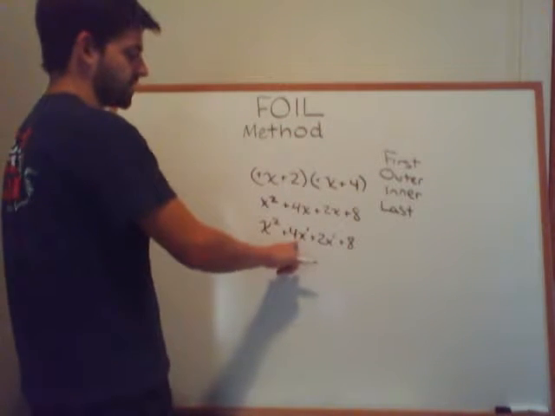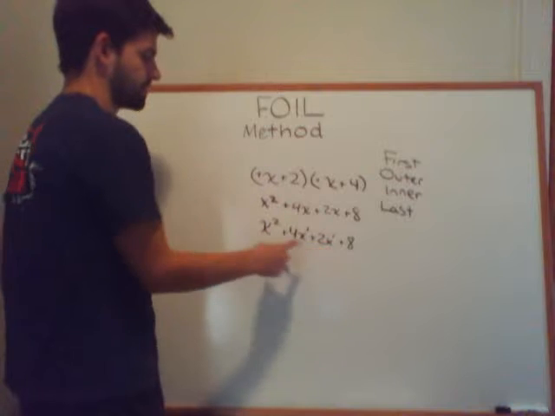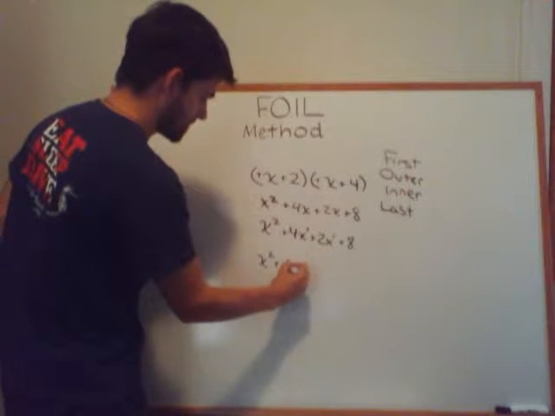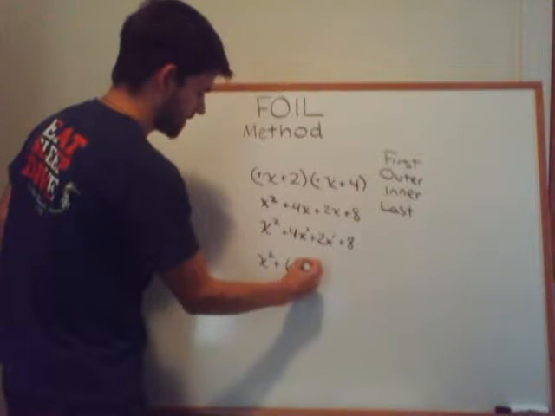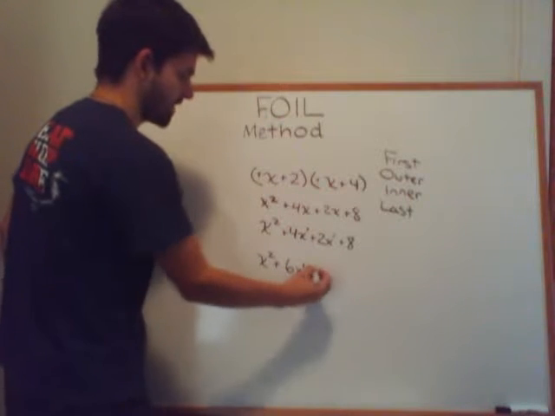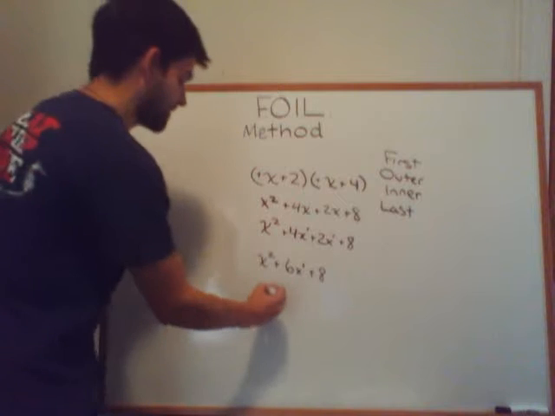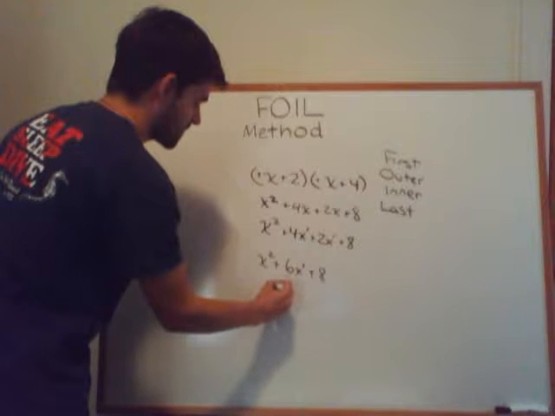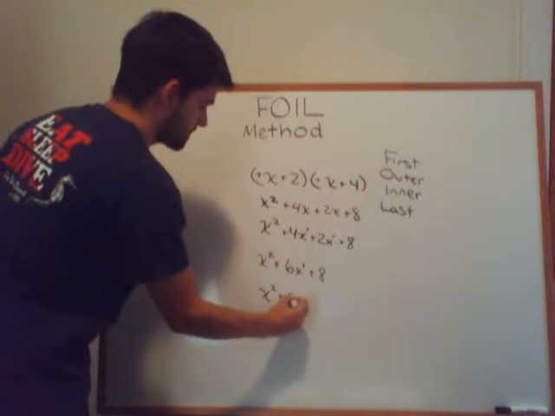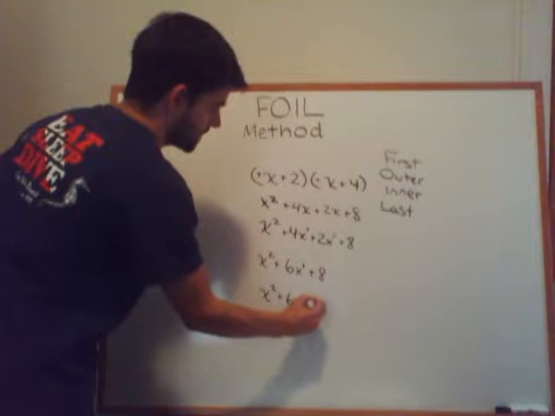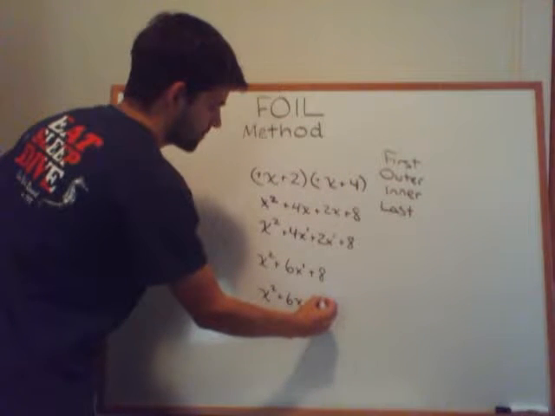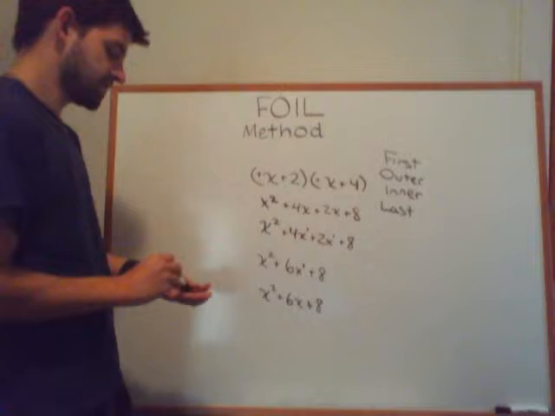But in the middle we have plus 4x plus 2x, and when we add those together we're going to get plus 6x, and again that's still to the first power, and then plus 8. And then just as your final answer, go ahead and remove the first power just because it is inferred. So our final answer is x squared plus 6x plus 8.